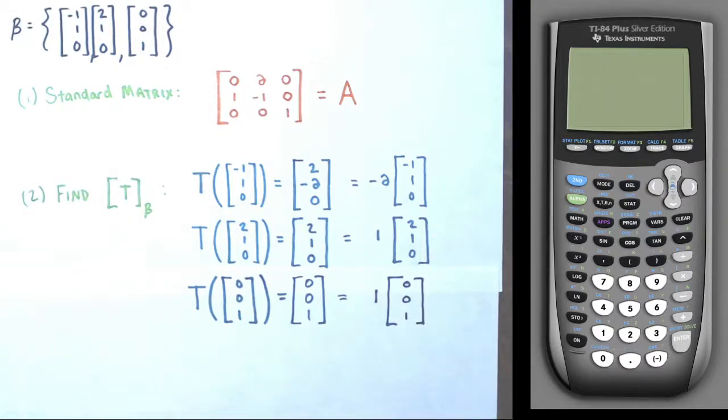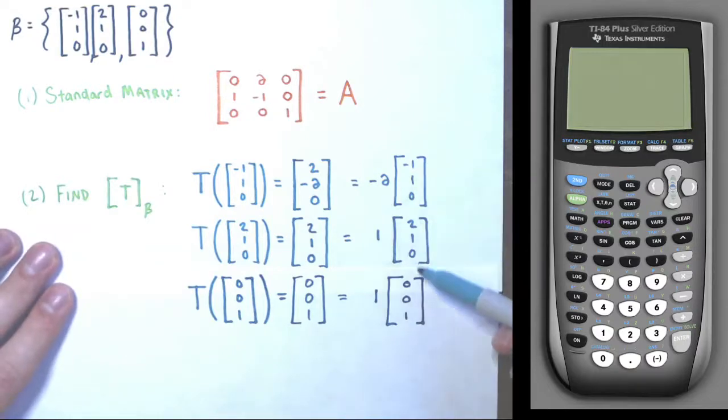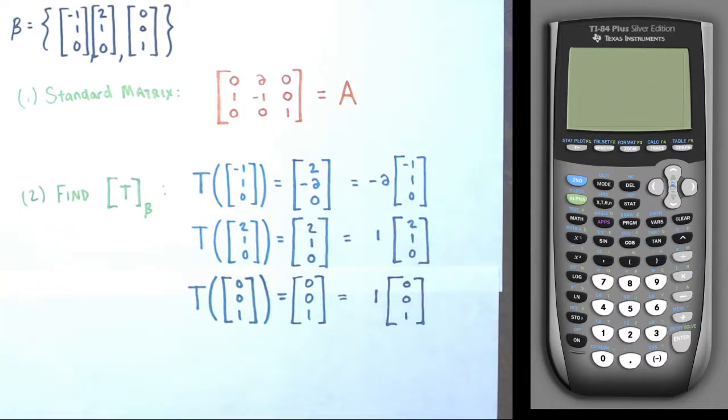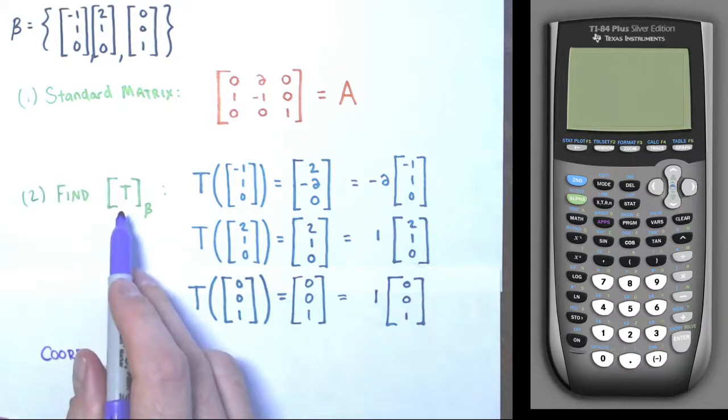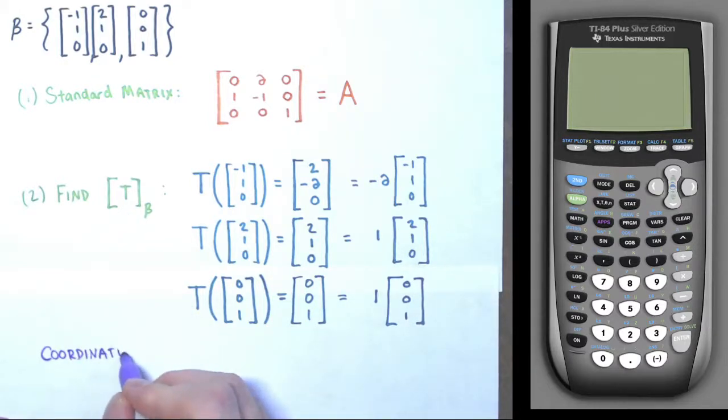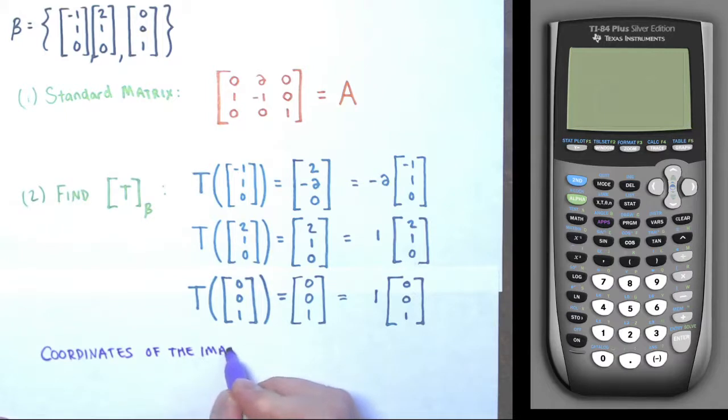All right, so I don't need to make that augmented matrix and put it in reduced echelon form to get the coordinates of this relative to basis B. I have them right here, pretty much. So if I would like the coordinates of these images, to make the columns for this matrix representation, I want those images relative to basis B.